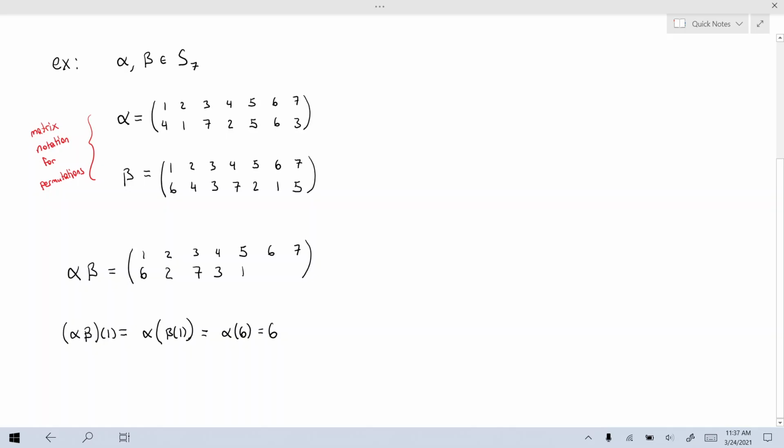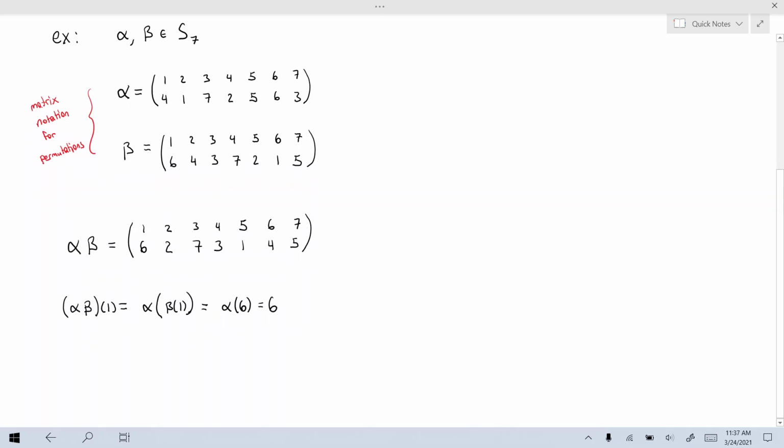Alpha beta of 6, so beta maps 6 to 1, and alpha takes that 1 and maps it to 4. Okay. And finally, the only number that's missing is 5, so it must map 7 to 5. And we can check that just to confirm. So alpha beta of 7, beta maps 7 to 5, and then alpha will map that 5 to 5 again, okay? All right.